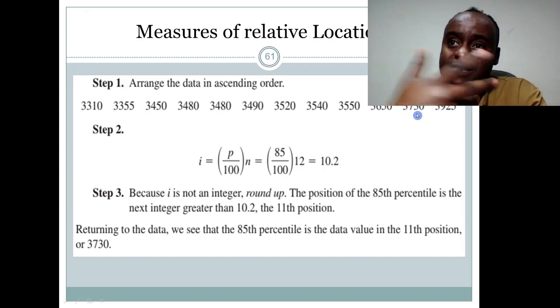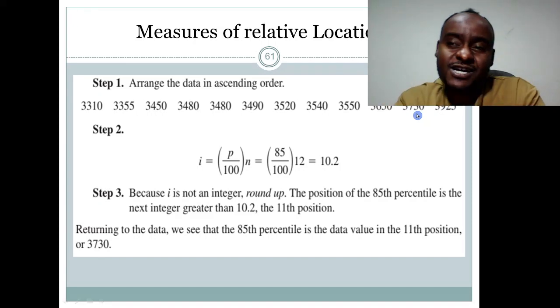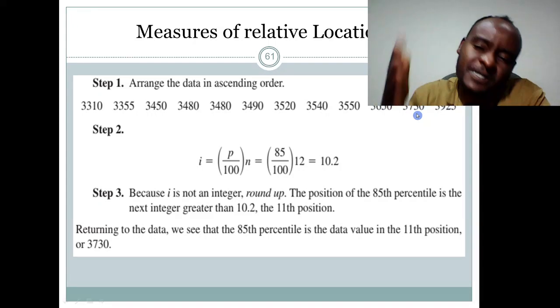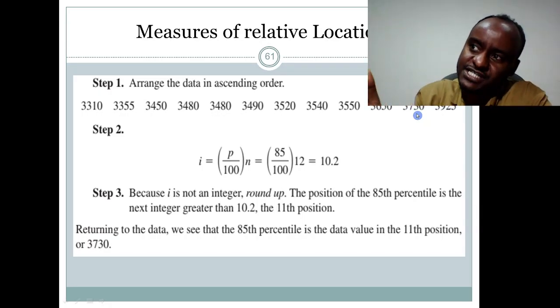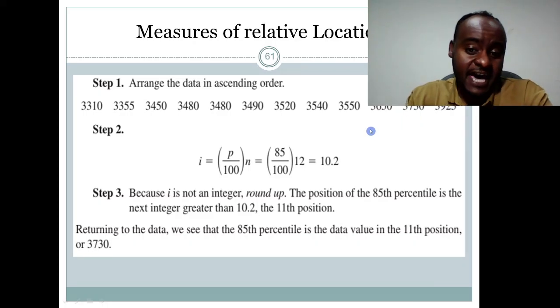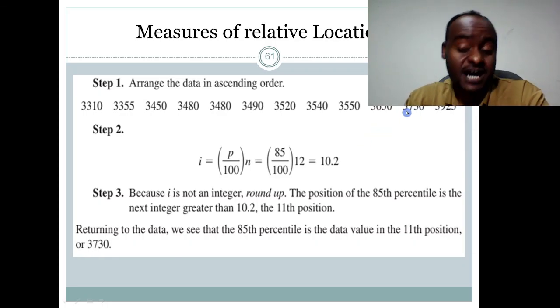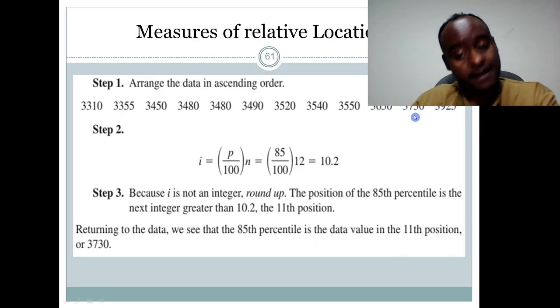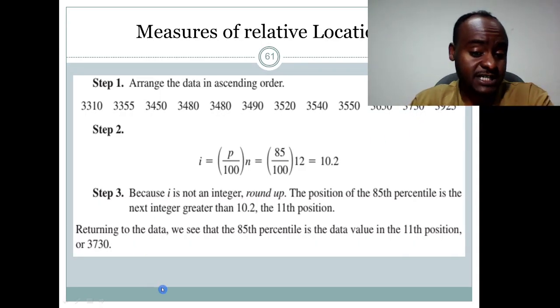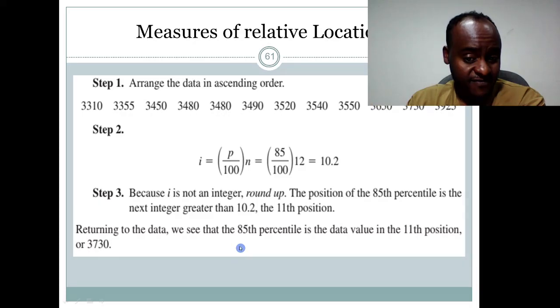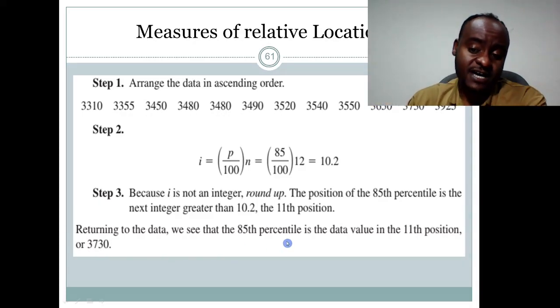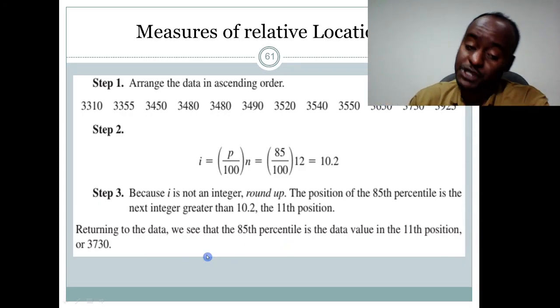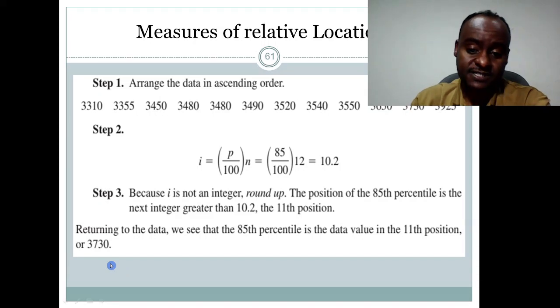So we use percentile in order to know what percent of the observations is less than or equal to that data point. For example, 85% of the observations are less than or equal to 3,730. Isn't that amazing? Returning to the data, we see that the 85th percentile is the data value at the 11th position, which is 3,730.